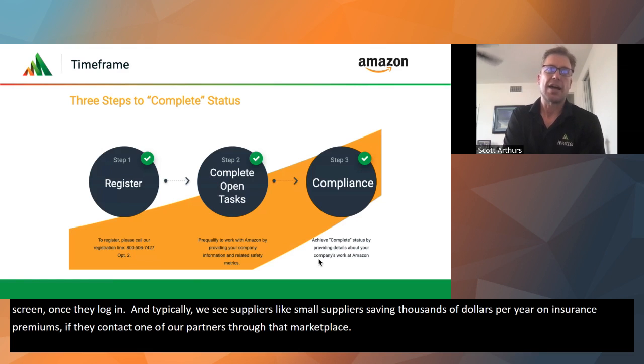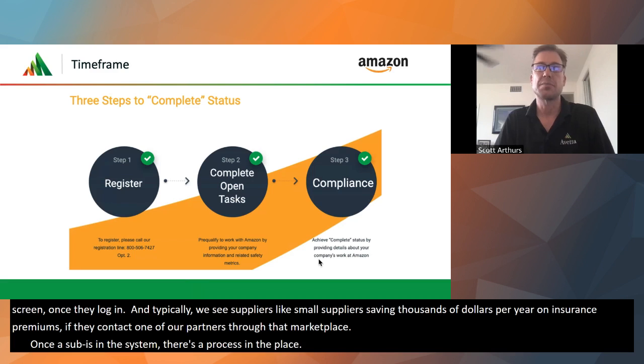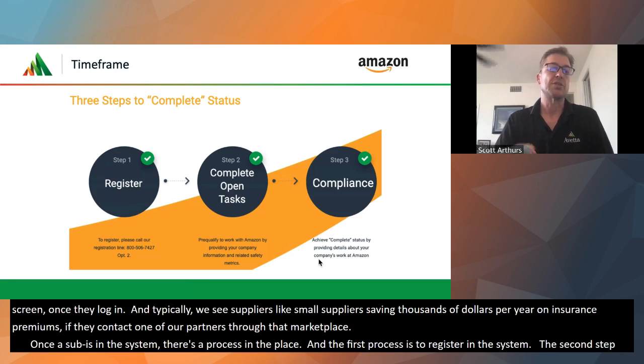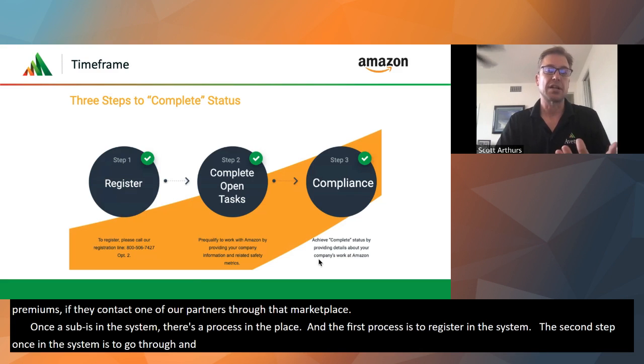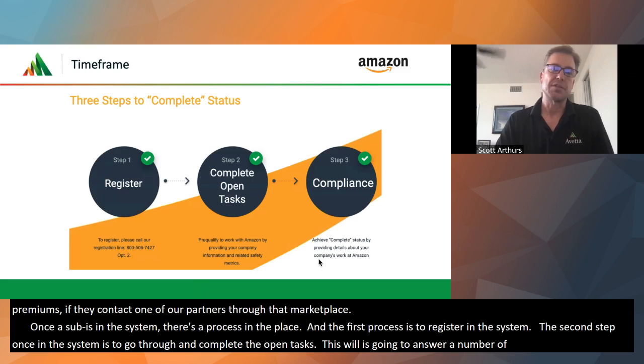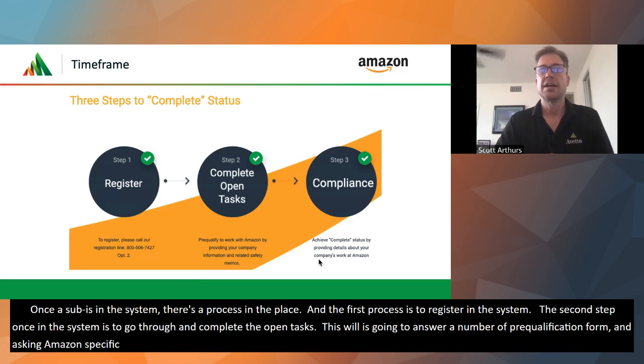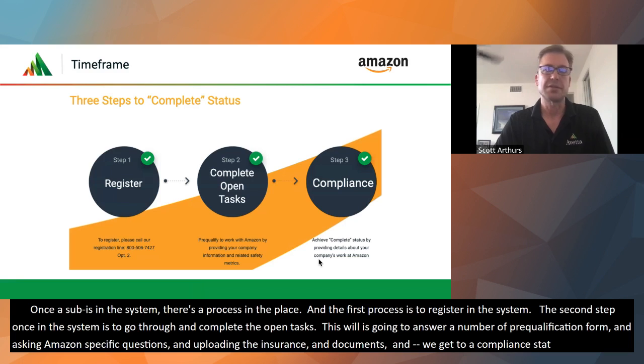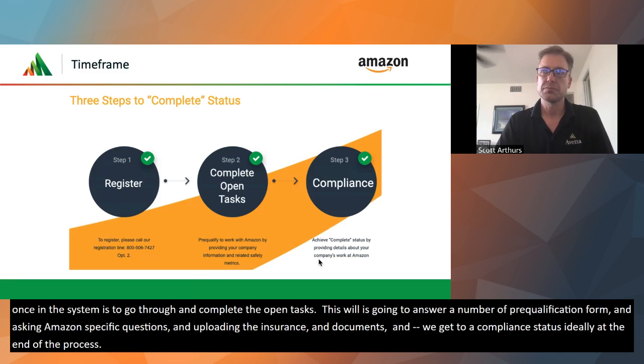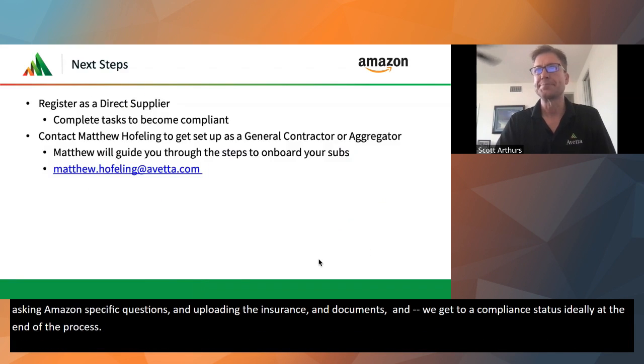Once subs are in the system, there's a process in place. The first step is for them to register in the system. The second step once they're in the system is to actually go through and complete all of their open tasks. So this will be answering a number of pre-qualification forms or PQF forms, answering some Amazon-specific questions, uploading their insurance documents and their safety statistics and things like that. Avetta then reviews that information, and ideally we get to a compliance status at the end of that process. Once you're compliant, you can get on site.